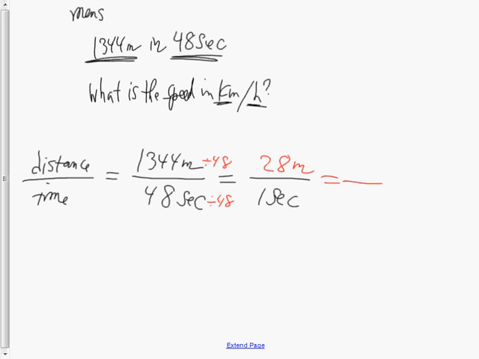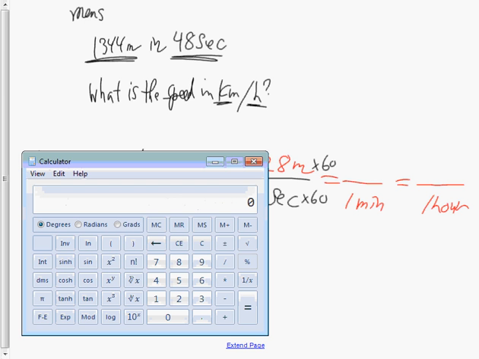Now that I have my unit rate, I can figure out what 1 minute was and what 1 hour was. Okay? So in order for me to get 1 minute, I would have to multiply 1 second by 60. And I have to multiply this by 60 as well to get distance per 1 minute. And 28 meters times 60 seconds means he is traveling 1,680 meters per minute. And if I want to get per hour, I would have to multiply that minute by 60 as well.